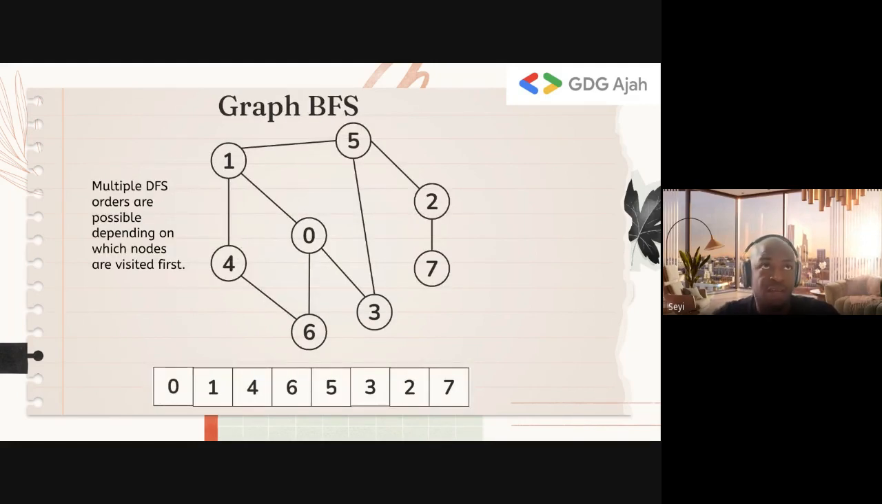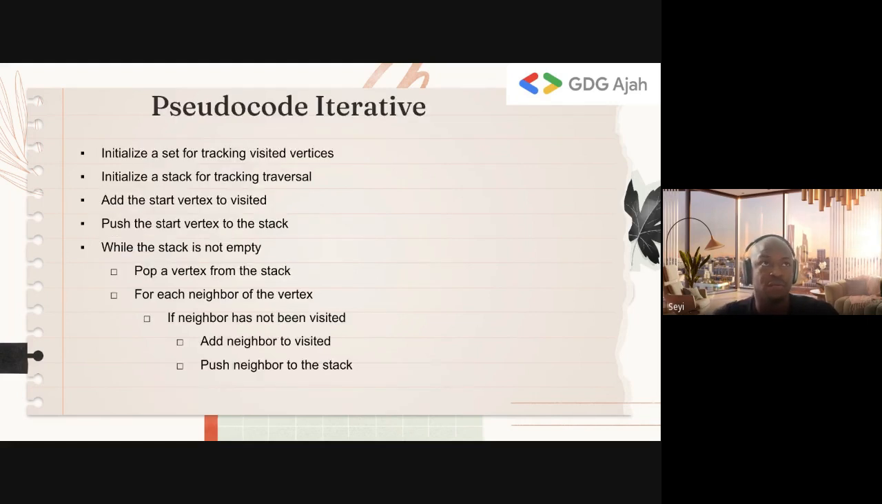Now this is one BFS. Actually, this is DFS, not BFS. I will change this title. It's misleading. So this is one DFS you can have. It's arbitrary. You can have a lot of DFS orders for a particular graph. You don't really have one order.